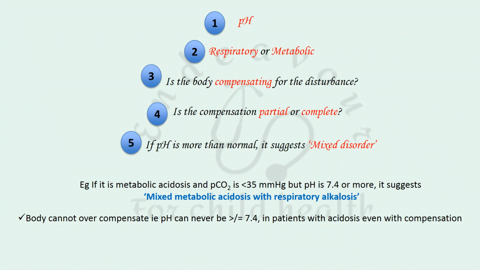For example, if it is metabolic acidosis, that is pH less than 7.35, and PCO2 is less than 35 millimeters of mercury, that is some amount of compensation is occurring, but the pH is 7.4 or more, then what does it suggest? It simply suggests that metabolic acidosis, even though it exists, coexists with respiratory alkalosis also. That is, it is a mixed metabolic acidosis with respiratory alkalosis. If acidosis and alkalosis are coexisting, the term mixed is used.